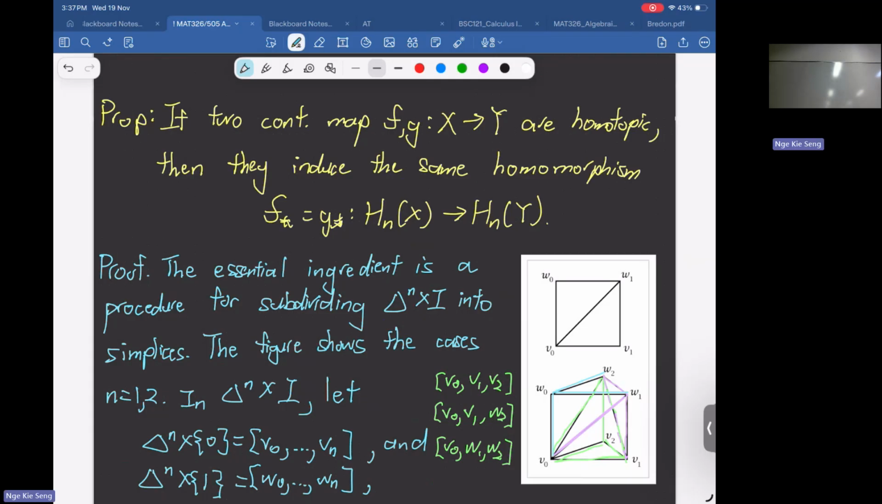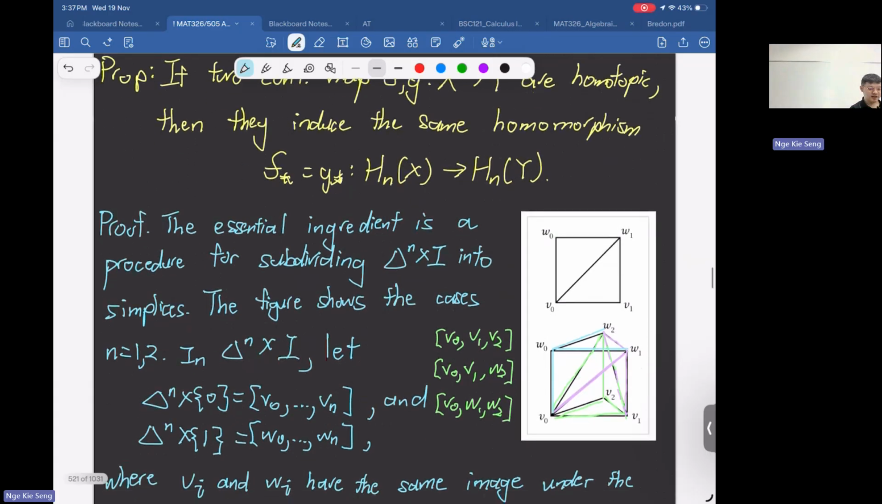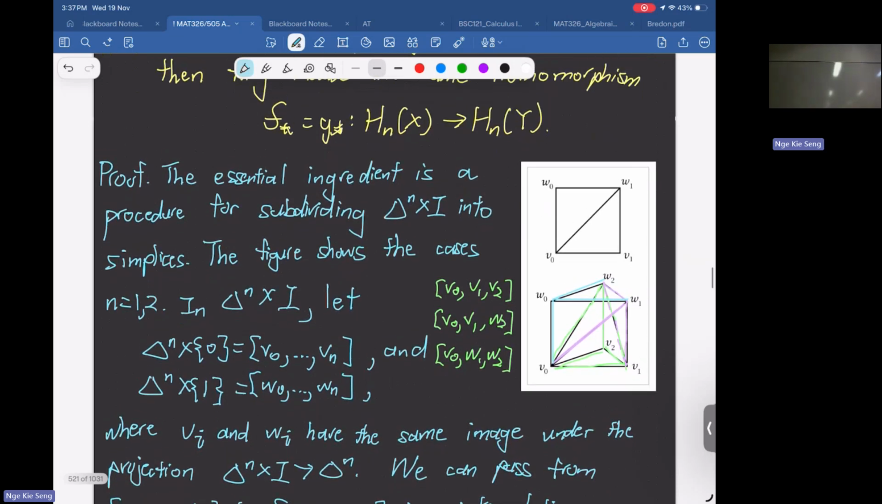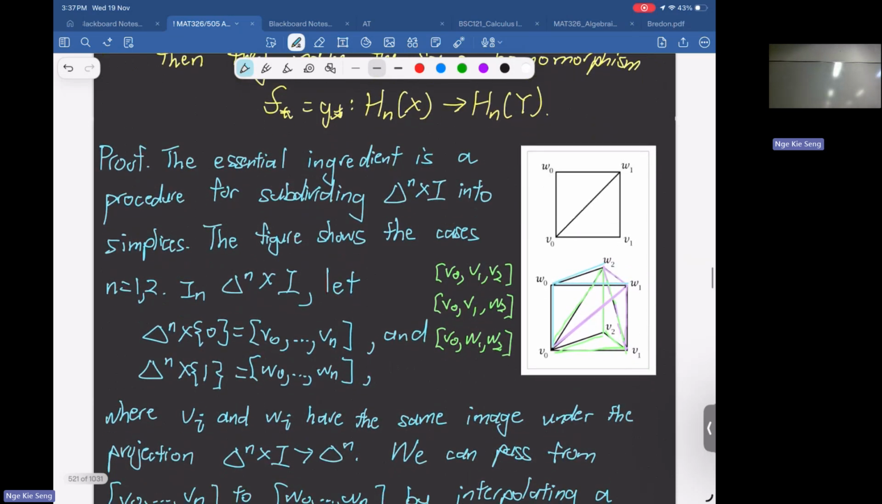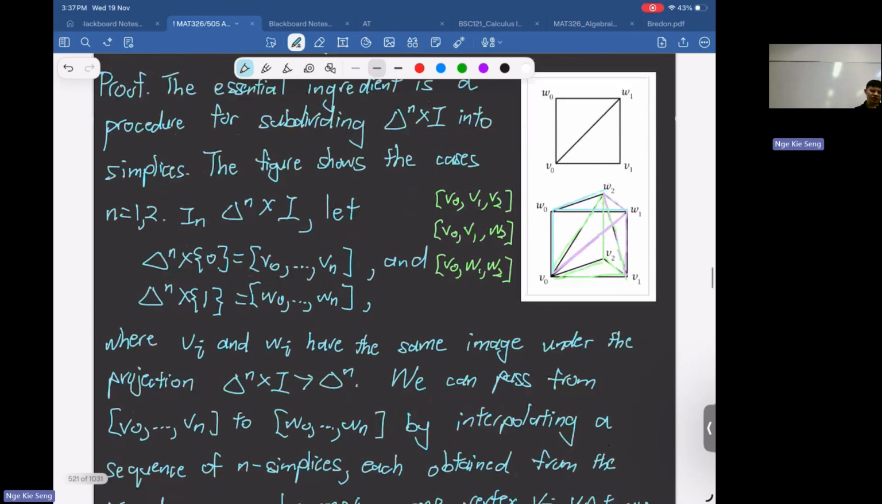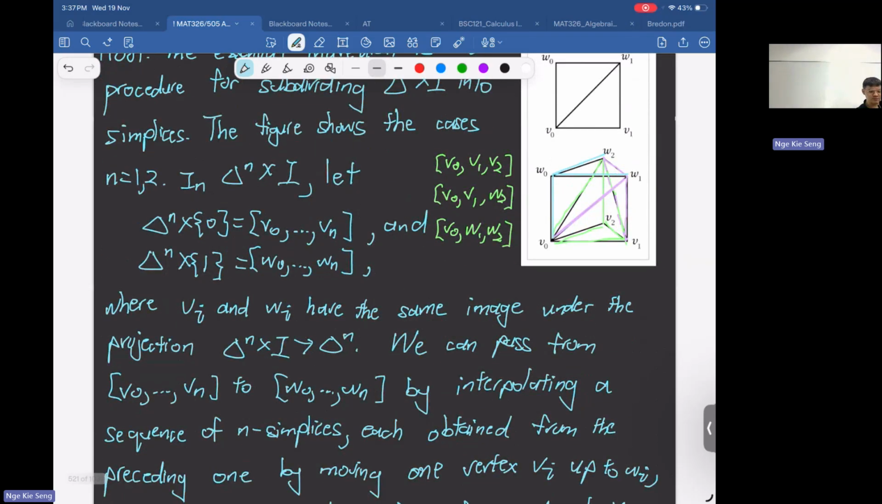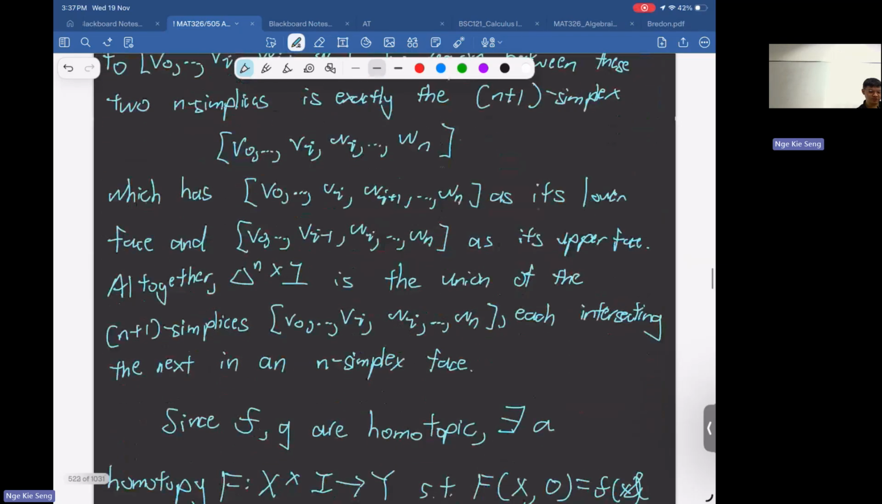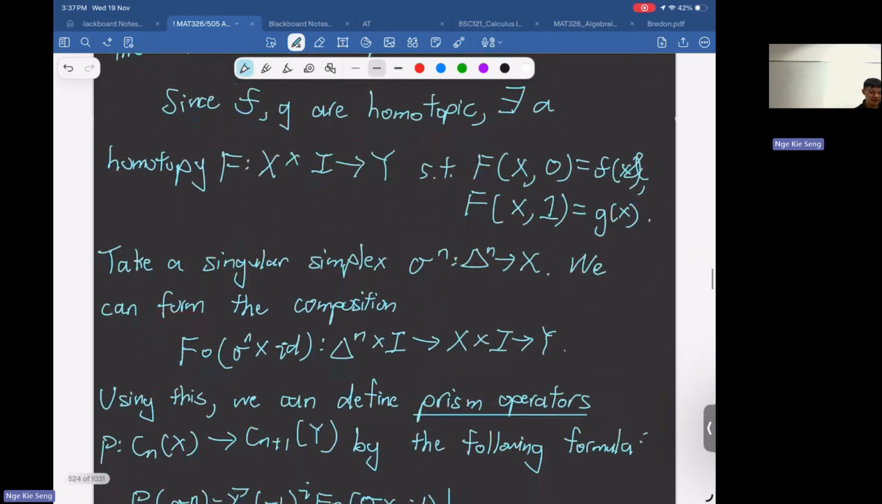And somehow this will help you to prove this. Okay, somehow this will help. So what happened is exactly what we discussed just now. You split your X into n simplex and then study this delta n cross I here. You can chop it into different n simplex. So these are the steps to teach you how to split it.